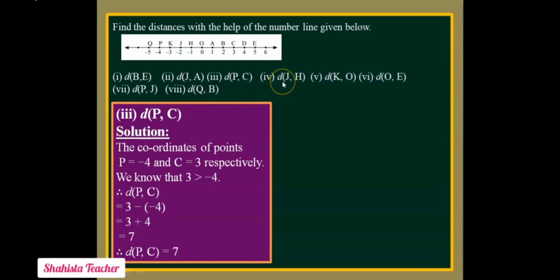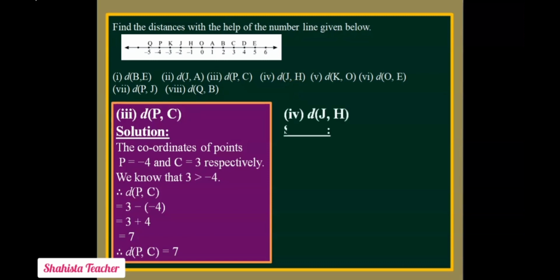Sub question 4: distance of j comma h. On this number line, the coordinate of point j is -2 and the coordinate of point h is -1. Which number is greater, -2 or -1? You're right, -1 is greater than -2. So we will write first the distance of j comma h.